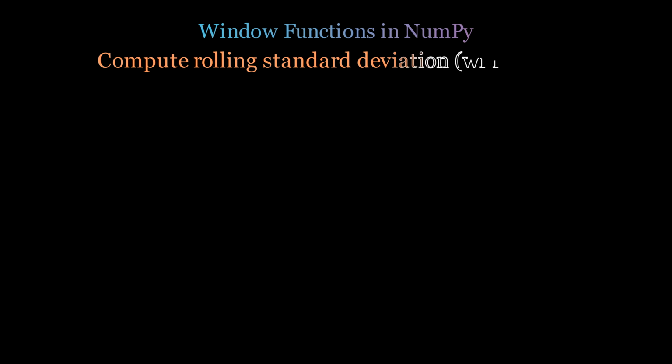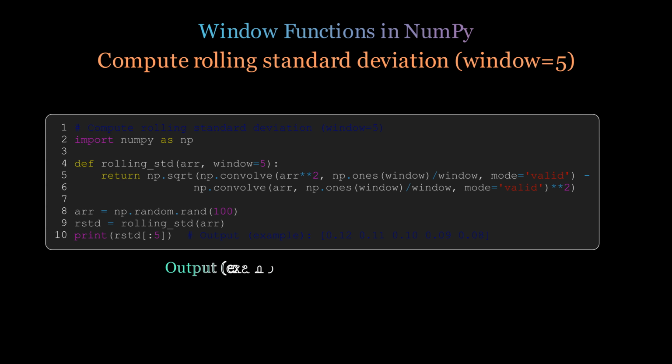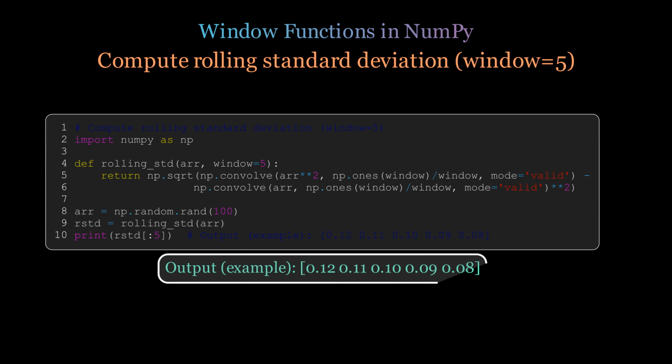Rolling statistics reveal local volatility. Our implementation uses convolution to efficiently compute windowed variance as the mean of x squared minus the square of the mean of x. This shows how much values deviate from their local mean.